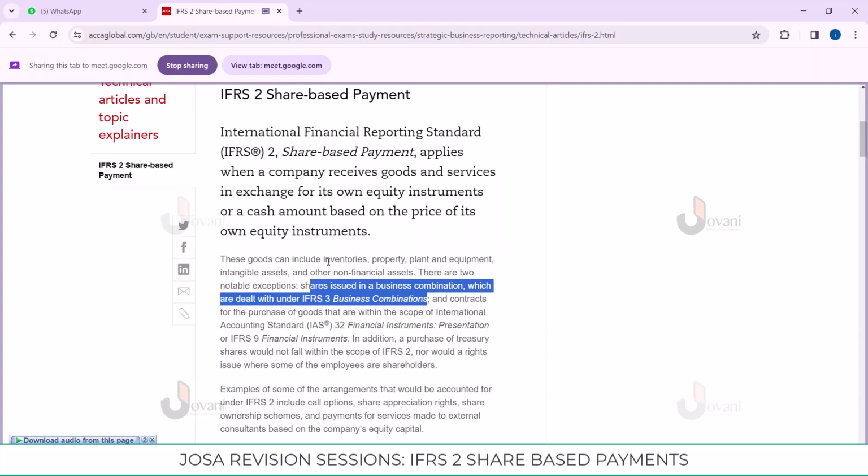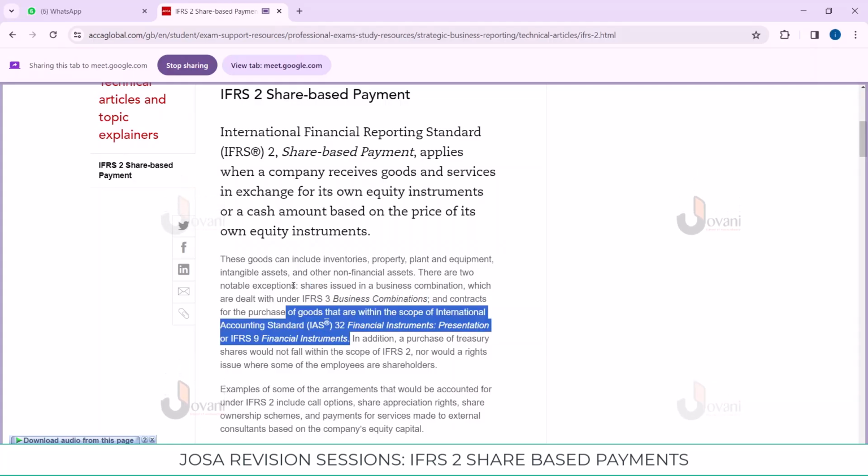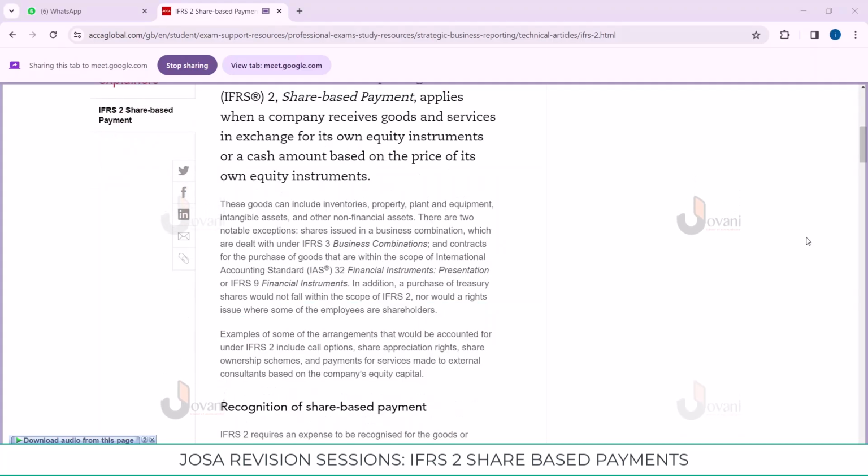Then they're also telling us that contracts for purchase of goods that are within the scope of International Accounting Standard IAS 32 Financial Instruments, or IFRS 9, are excluded. And even when it comes to financial assets that are covered under IFRS 9, IFRS 2 does not come in. In addition, a purchase of treasury shares would not fall within the scope of IFRS 2, nor would a rights issue where some of the employees are shareholders. So those are exceptions that, in case you find them in an exam, you shouldn't think about IFRS 2.